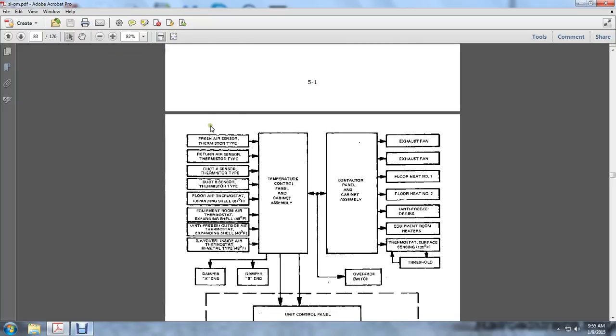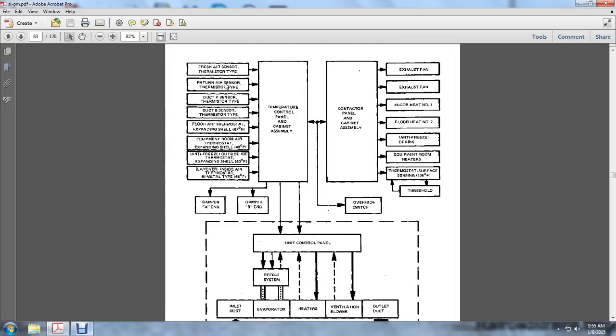Starting from the top, moving inward from the left and the right: the fresh air thermostat, the return air sensor, the thermostat type, the duct sensor, the duct sensor thermostat, the floor type thermostats, the equipment room thermostats, expanding shell 48 degrees Fahrenheit, the anti-freezing outside air thermostat, expanding the shield 40 degrees Fahrenheit, the layover inside air thermostat, moving into the temperature control air and cabinets and assembly.